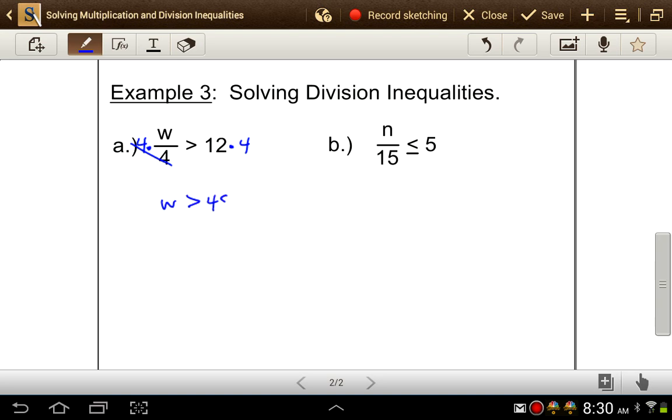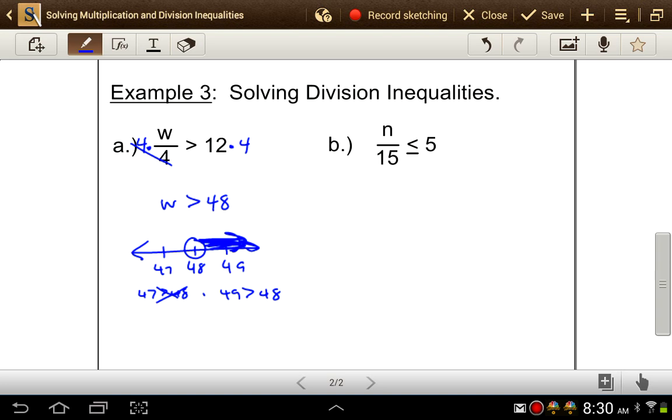So I'm going to graph this: 47, 48, 49, circle 48. I do not fill it in because it does not have the equal to part. And then I want to shade in the numbers, W, that are greater than 48. So let's test it. Is 47 greater than 48? No. Is 49 greater than 48? Yes. So I'm going to shade this way because these are the ones that are correct.